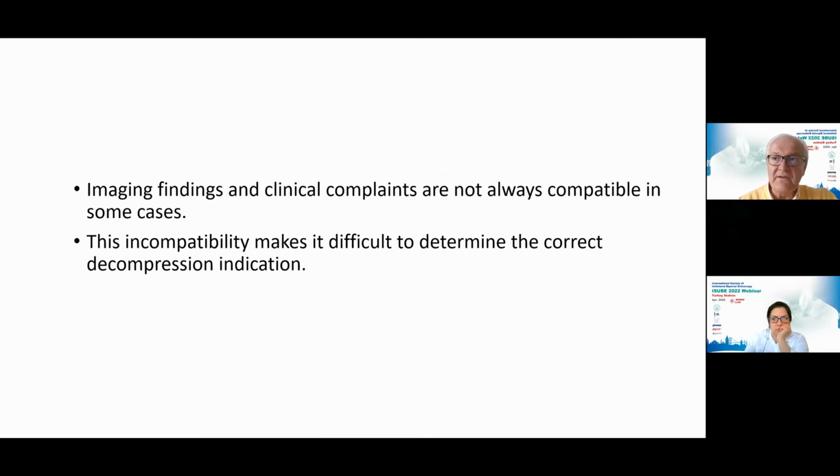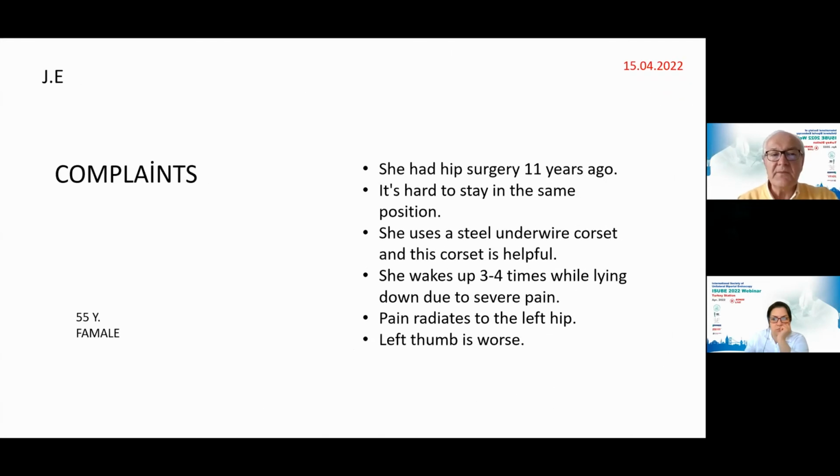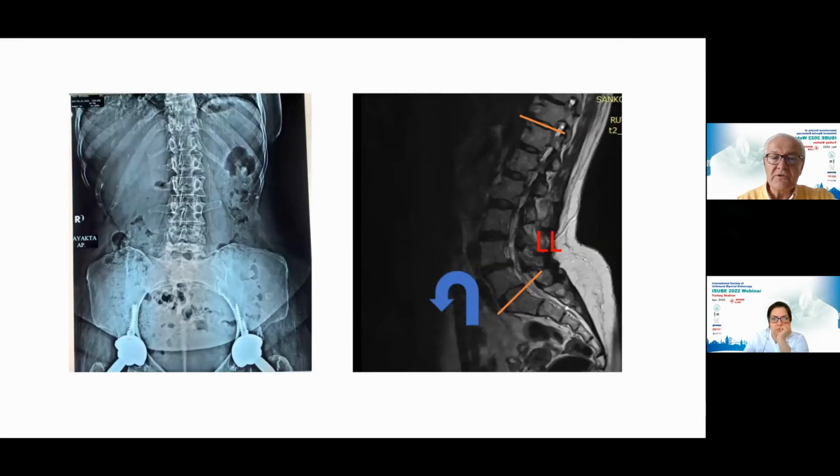So preoperatively, we are doing something wrong. For example, in this patient, complaints: she had a hip surgery 11 years ago. It's hard for her to stay in the same position. She uses a steel underwire corset, and this corset is helpful. Corset helpful means there's a mechanical problem also. She wakes up 3-4 times while lying down due to severe pain. Pain radiates to the left hip, left thumb is worse. And this is her position.